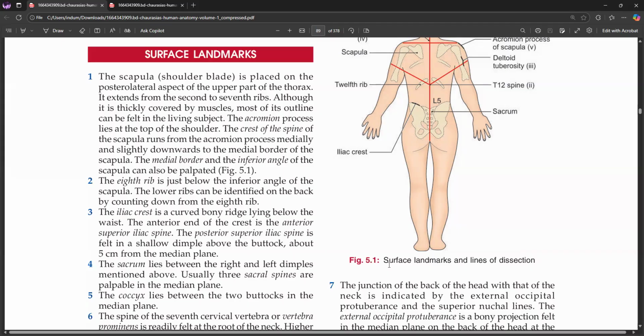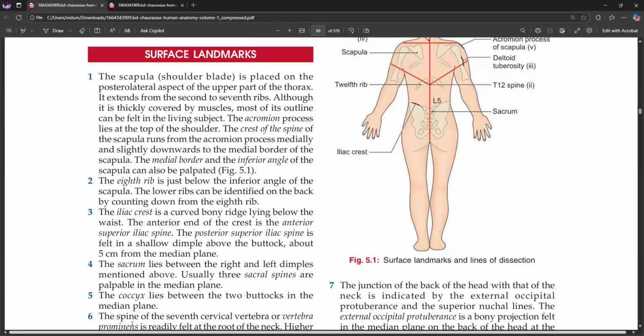The crest of the spine of the scapula runs from the acromion process medially and slightly downwards to the medial border of the scapula. The medial border and the inferior angle of the scapula can also be palpated. Figure 5.1. Number 2. The eighth rib is just below the inferior angle of the scapula. The lower ribs can be identified on the back by counting down from the eighth rib.